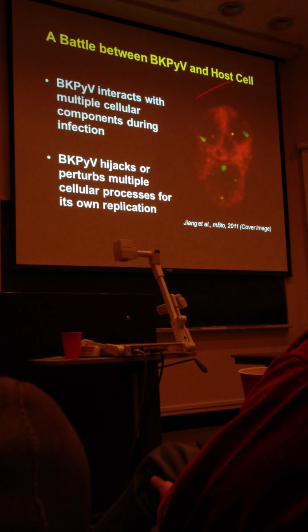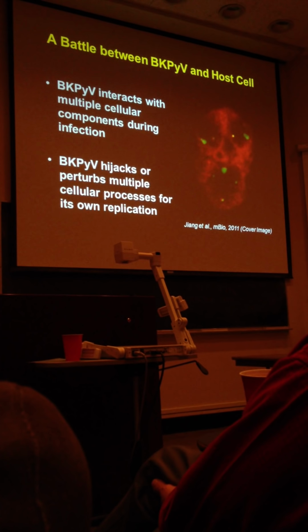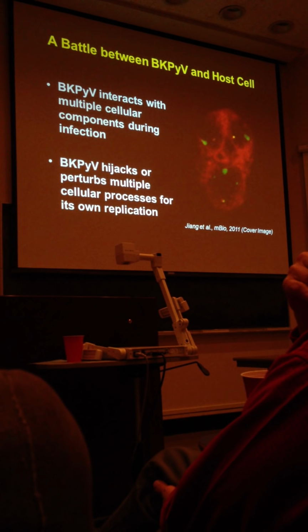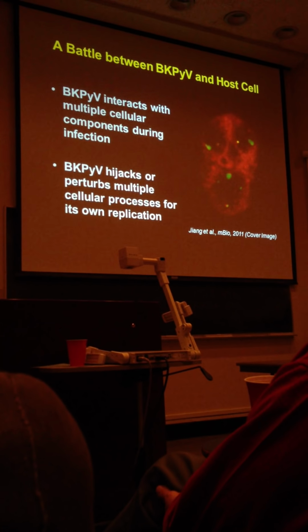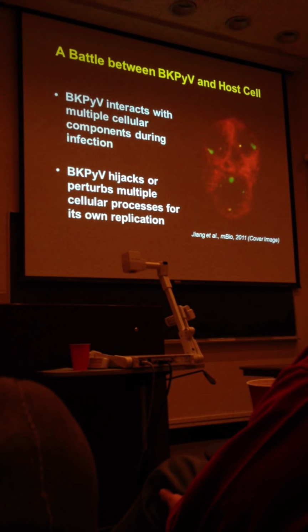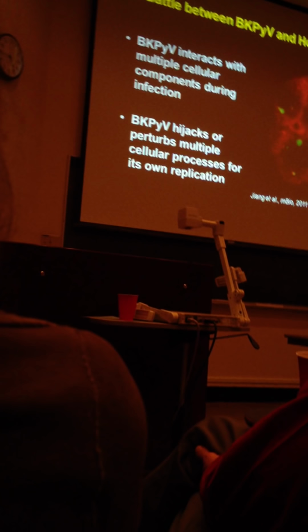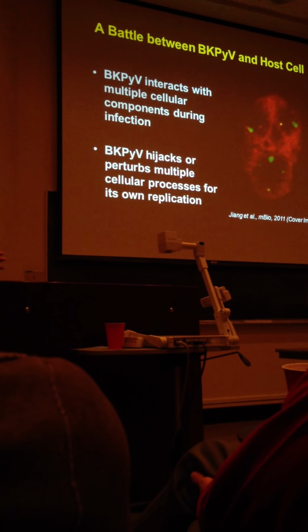So shown on the right is a cell that is infected with BK, and the red is positive for viral DNA, and the green again standing for PML nuclear bodies. And we all think that this cell is screaming for help that's infected by BK.